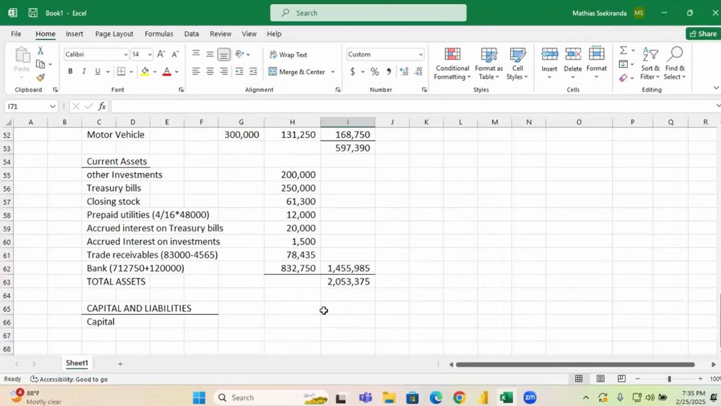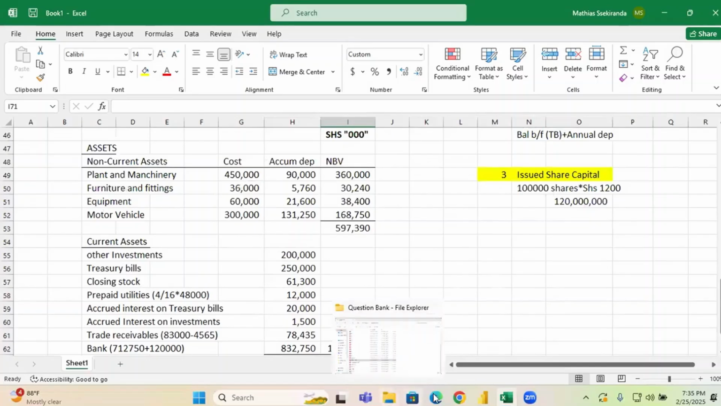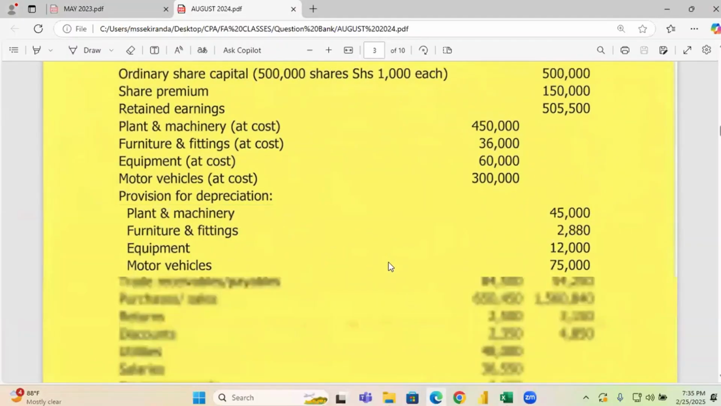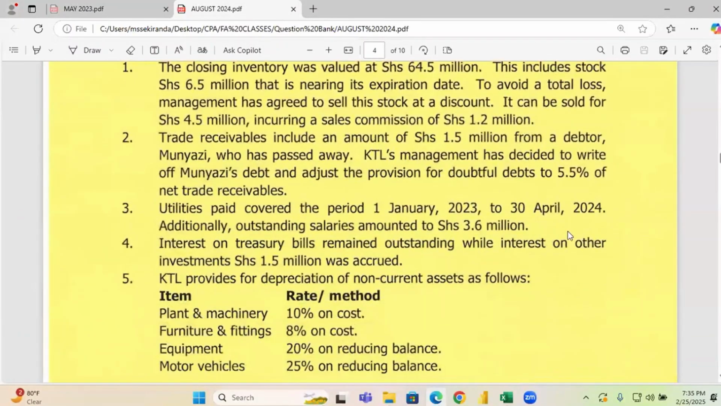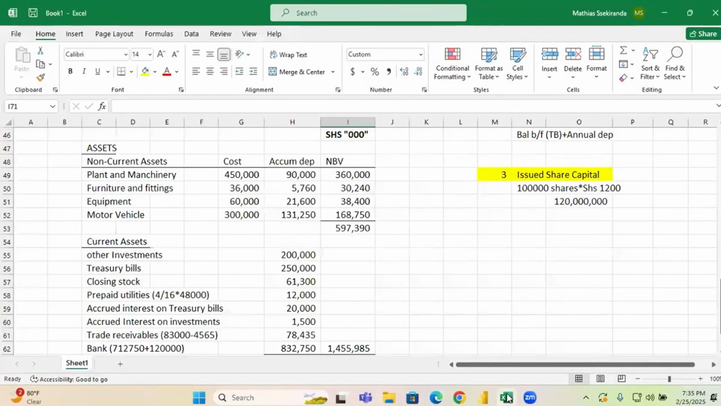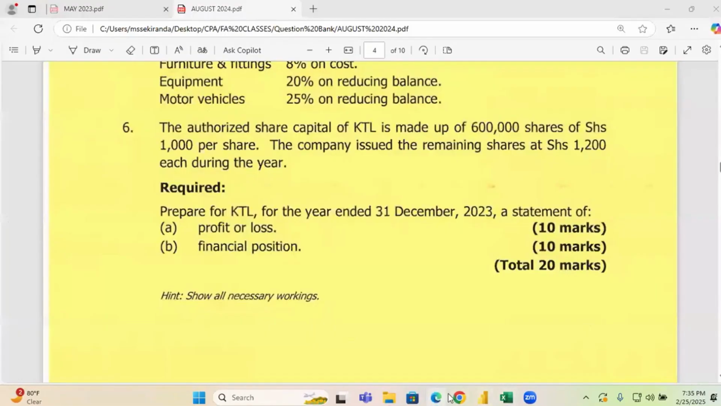At the start, I told you that capital is stated at the nominal value. The examiner told you that 500,000 shares times 1,000 each, and I told you the 1,000 is the nominal value. But when you go to the additional information, the shares were sold at 1,200, and this is the market value. Whereas shares are stated at the nominal value, we can sell them at a premium. So any amount beyond the nominal value is called share premium.